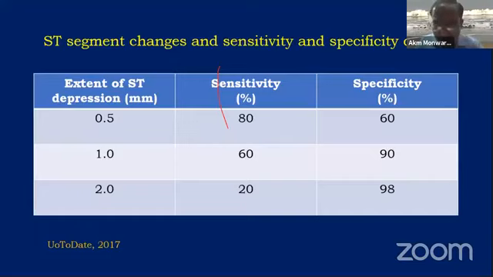There are some fallacies regarding the interpretation of ST segment changes. If we set the point at 1 millimeter, the sensitivity is relatively low, but the specificity is high. And if you define positivity by 2 millimeter horizontal or downsloping ST segment depression, the sensitivity becomes less, but specificity becomes very high.